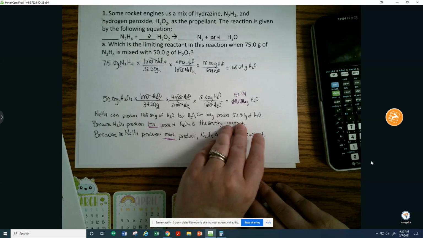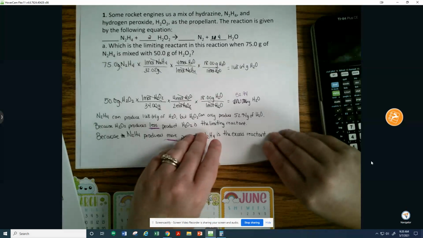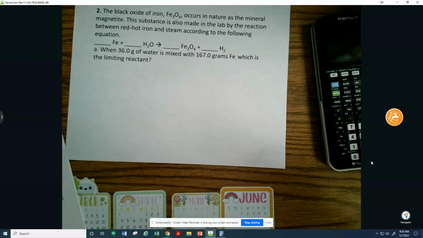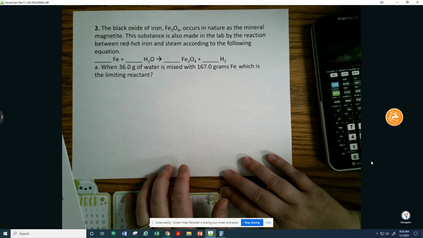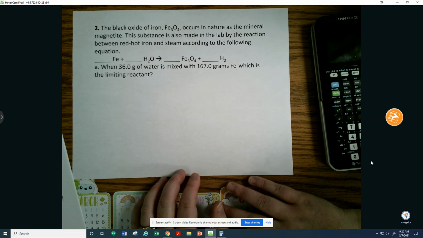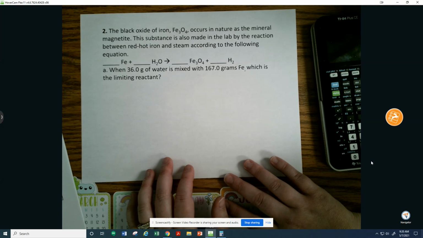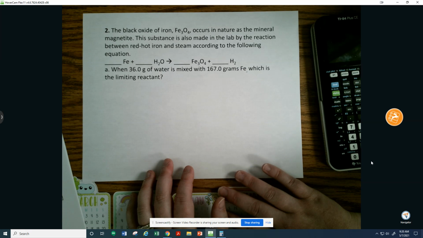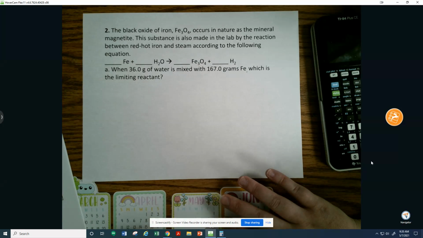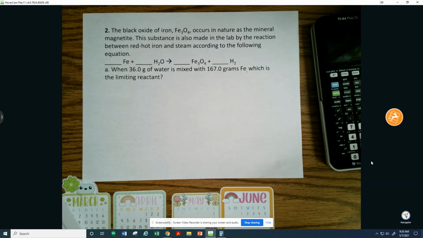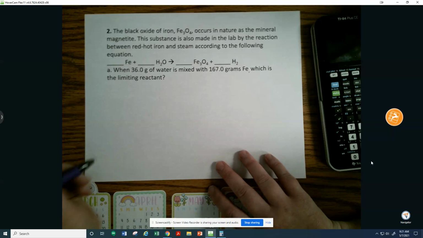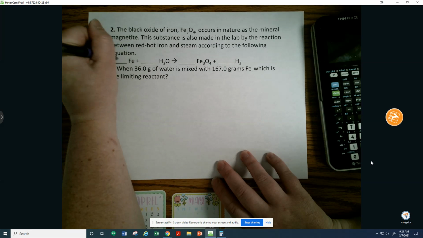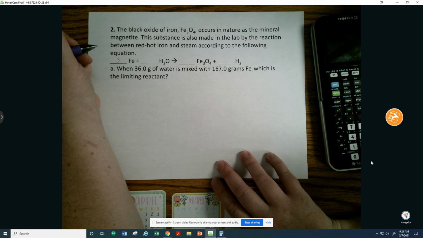Okay? So there's one more problem, because these do take a little bit longer to work out, with the iron oxide Fe3O4. It's magnetite, and we can make it in the lab by taking iron with steam to make the Fe3O4, and hydrogen's left over. So again, like any stoichiometric problem, the first thing you need to do is balance it. I would start with the iron. We can see with the iron we have 3 on the product side, so we need a coefficient 3 here on the reactant side.